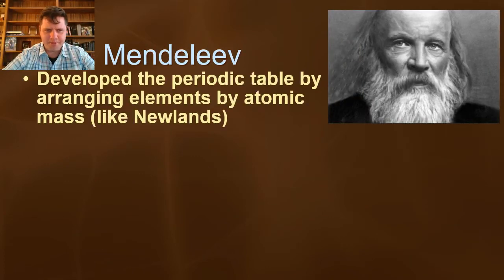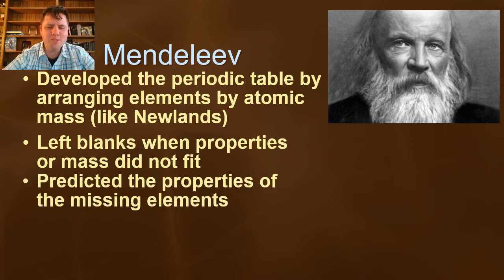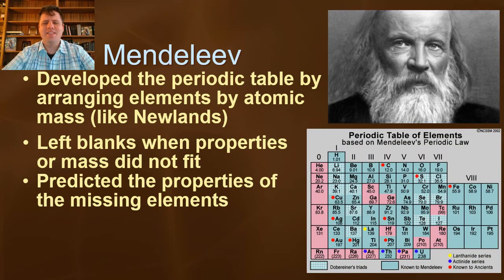Then comes along Mendeleev, who developed the periodic table by arranging elements by atomic mass, just like Newlands did. But he left blanks where properties or mass did not fit. And through these blanks, he started to predict the sorts of properties that should be found if that element was found. And this truly was incredible. This is when you start to realize that someone's on to a really good model. When the model not only is able to explain present phenomena, explain the things that we already know, but to make educated guesses about things that we don't know, things that have not yet been discovered.